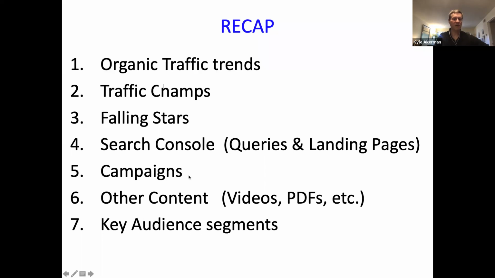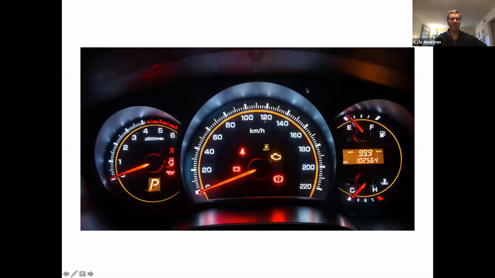Campaigns, we talked about how to find the best campaigns compared to other ones, and the campaign sources. Other content, that's tracking non-text-based things, non-blogs, so videos, PDFs, quizzes, that type of thing. And then we talked about audience segments, looking through the lens of subsets of your data to get better insights. And these things should help you function as a dashboard, as a dashboard helps guide you when you're driving your car.